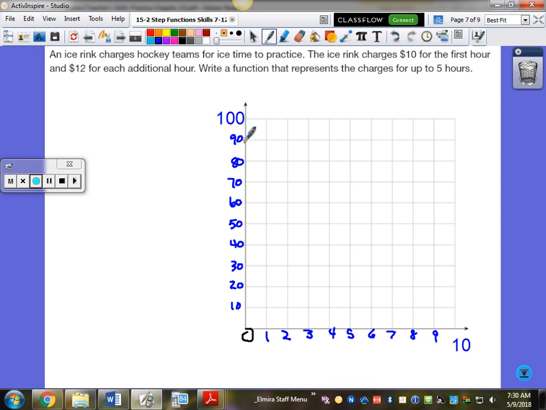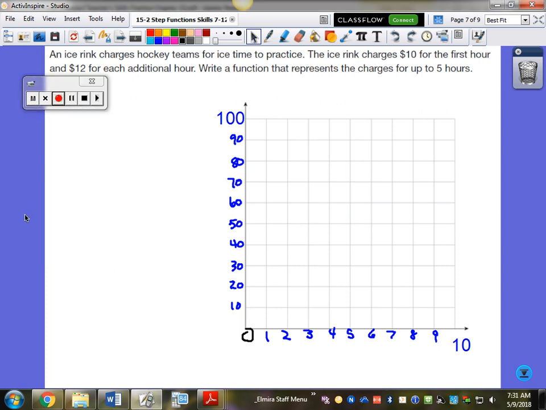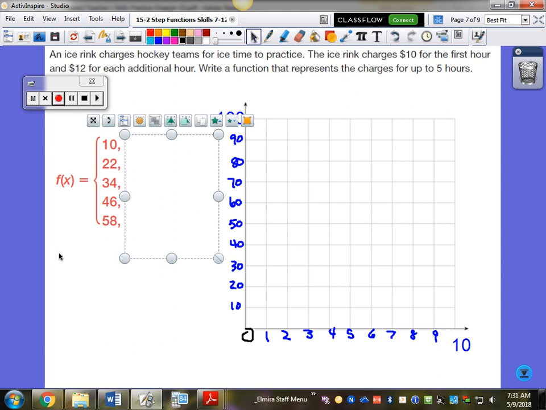An ice rink charges hockey teams for ice time to practice. So let's set this up, okay? The ice rink charges $10 for the first hour and $12 for each additional hour. So let's uncover this first part, okay? And we're going up to 5 hours.